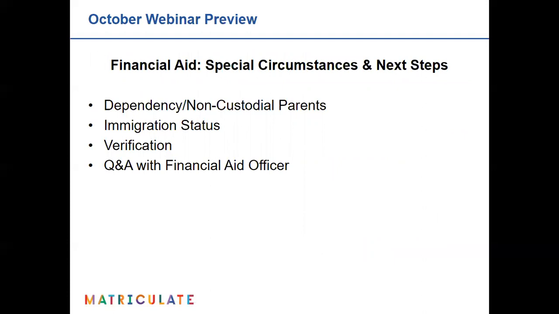A little bit of a preview for next month. We will be doing a deeper dive into financial aid in special circumstances and next steps if you do get hit with these circumstances. This is especially for the CSS Profile, in case your student has a second parent or a non-custodial parent, and what that process might look like to fill that out in the CSS Profile. Immigration status, and how that might affect your students. What happens when your students get flagged with a verification request. And then we will also have a financial aid officer on deck to help us out with the Q&A.